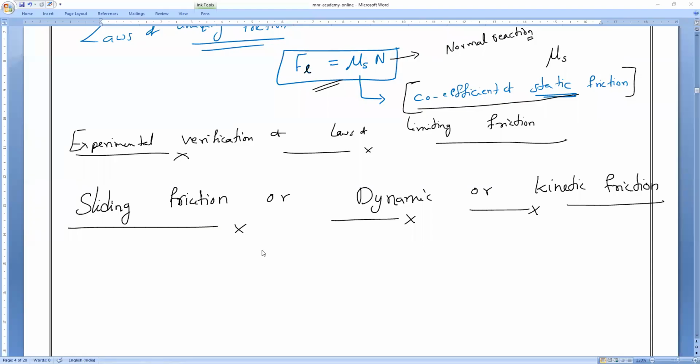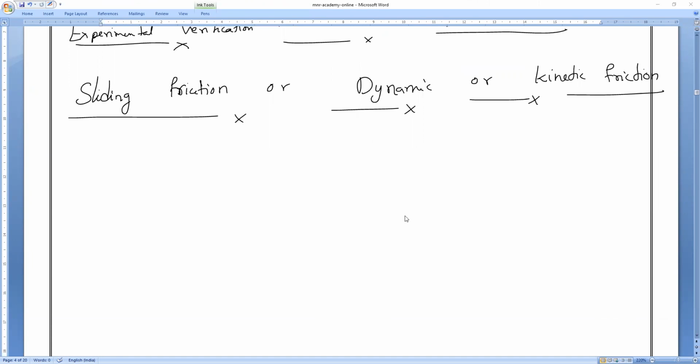And the second type of friction is what? Sliding friction, or we can say dynamic friction or kinetic friction. Now, sliding means in the sense of what? Body is in motion or body is in a state of rest? Motion. So keep it in mind, when a body slides over a surface, it is already in motion. So one surface is moving over another surface.